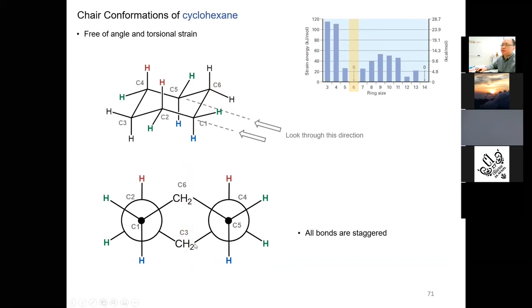And if you draw the Newman projection of this, you will find that all the hydrogens are perfectly staggered with each other. No eclipse whatsoever. So all bonds are staggered, which means no torsional strain. And because these carbons are very comfortable with each other, like you can see, they are perfect sp3 carbons, they also don't have angle strain, right? So all these effects make the strain energy of cyclohexane zero.